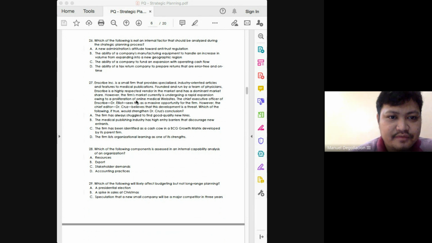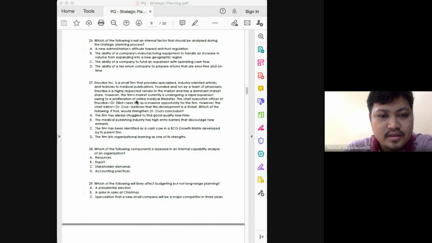Letter C, the firm has been identified as a cash cow in a BCG growth matrix developed by its parent firm. We'll have more examples on the BCG, the Boston Consulting Group growth matrix, later on. And if you're a cash cow, we have a high market share, but expected growth is low. Okay, so that would not be applicable here.